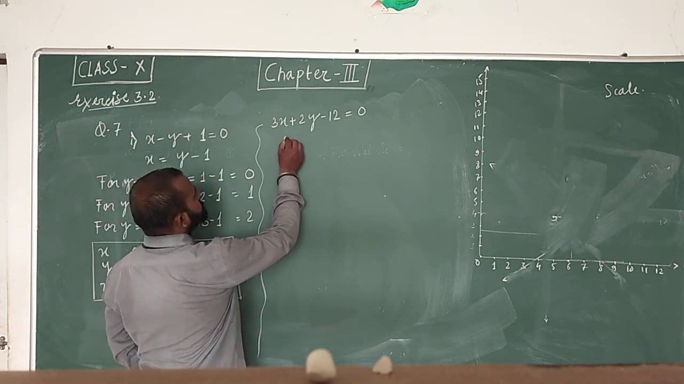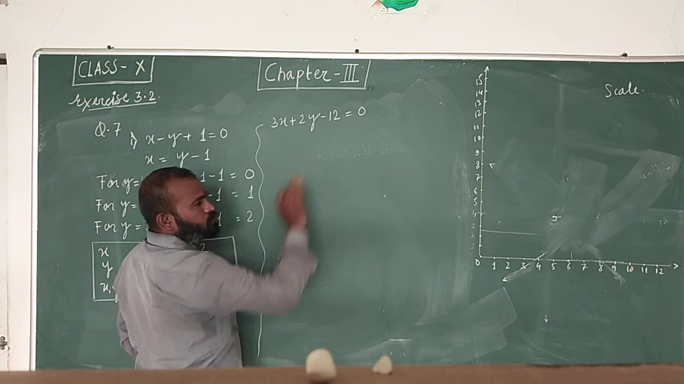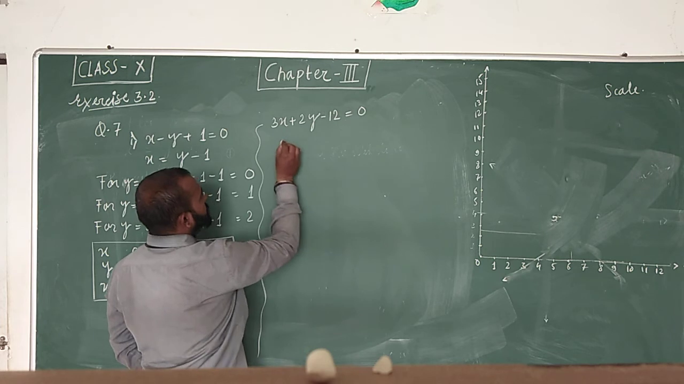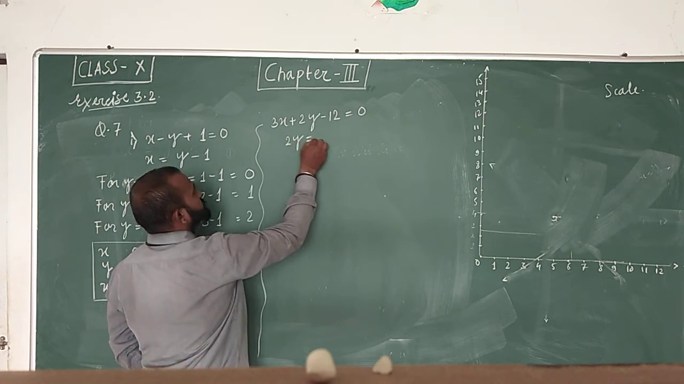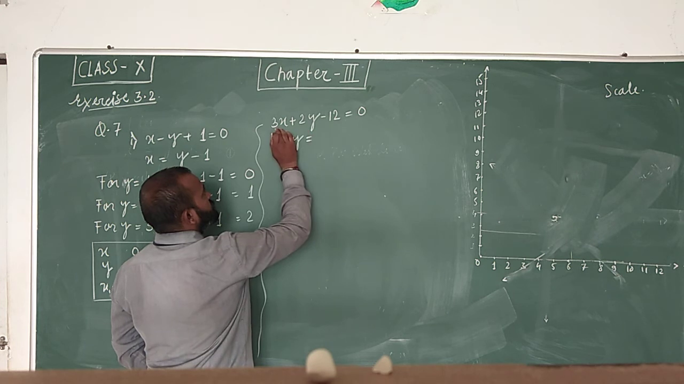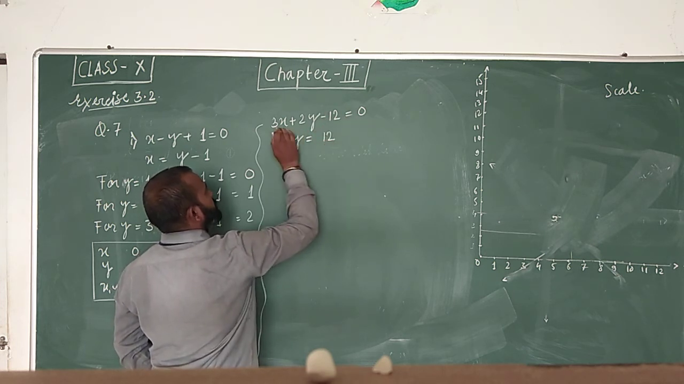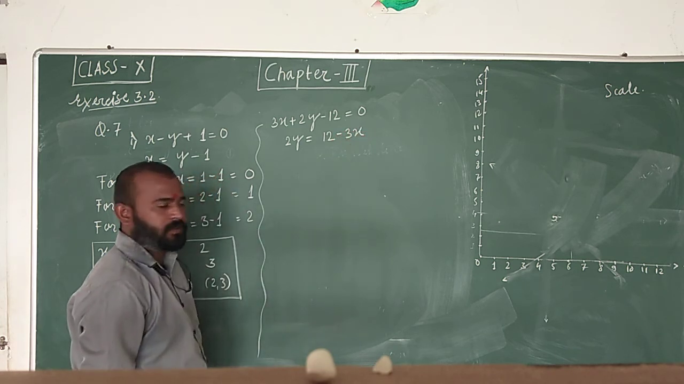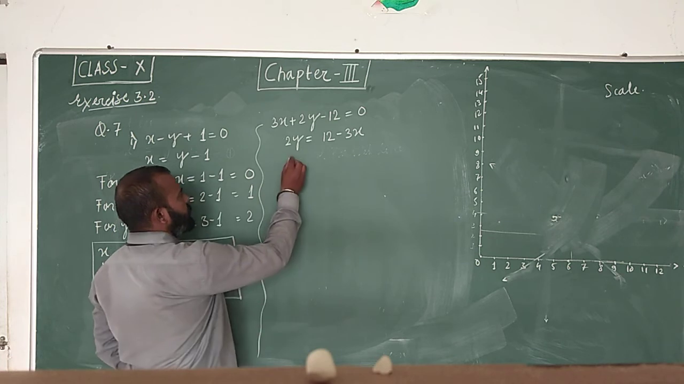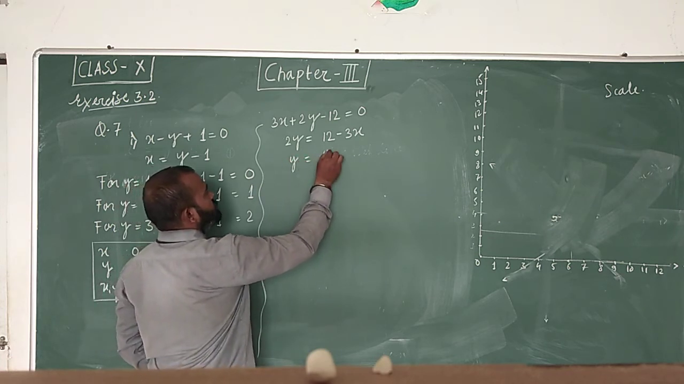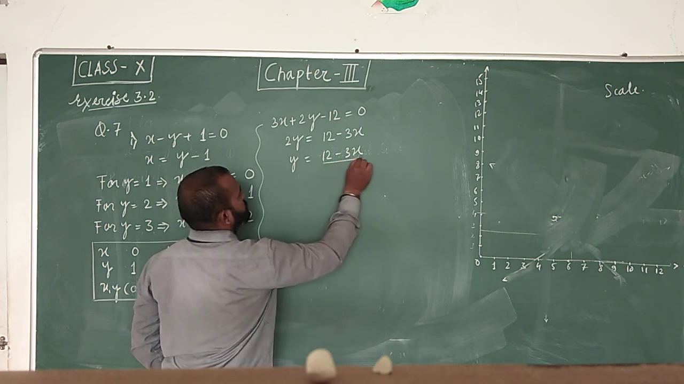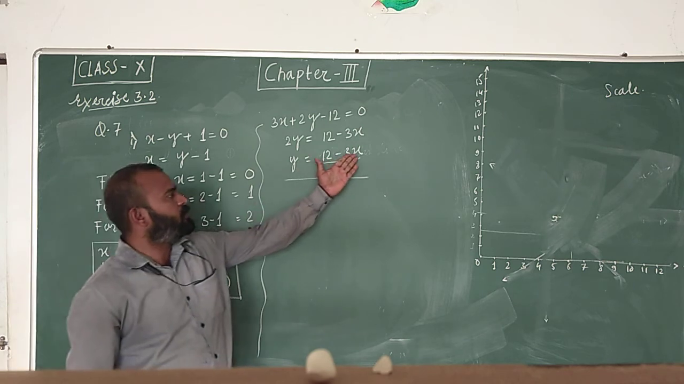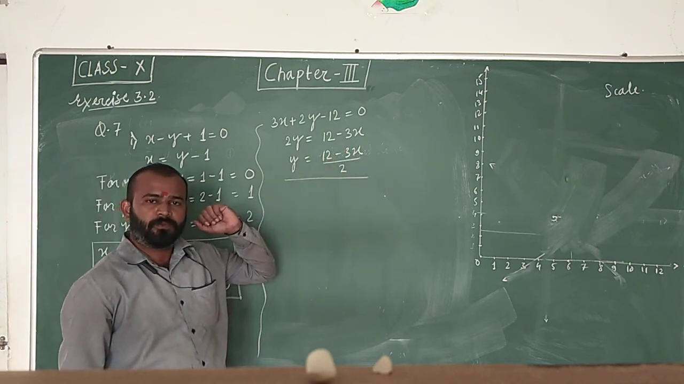What will come? You can keep y on this side, or whichever variable you want to keep here. So I am sending 3x and 12 first to that side. So it will remain 2y is equals to, after 12 goes to the other side, plus 12 will come. After 3x goes to the other side, minus 3x will come. Okay, send the 2 also to the other side. What will be formed here? Only one variable: y is equals to 12 minus 3x upon 2. Now we have done it in a simplified form. Now we put the values of x, so we will get the values of y.